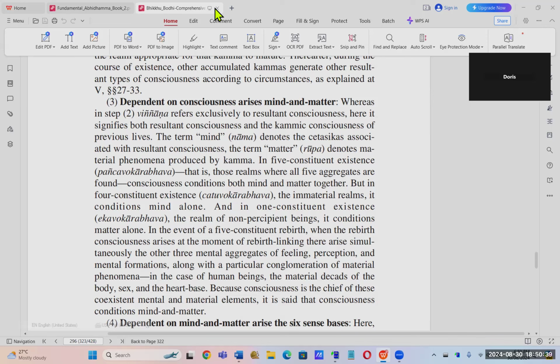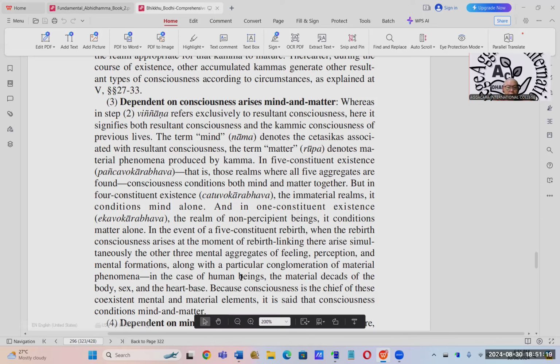In the event of the five-aggregate rebirth, where the rebirth consciousness arises at the moment of rebirth linking, there arise simultaneously the other three mental aggregates of feeling, perception, and mental formation, along with a particular conglomeration of material phenomena. In the case of human beings, the material phenomena are the decads of the body, sex, and the heart base. Because consciousness is the chief of these coexistent mental and material elements, it is said that consciousness conditions mind and matter.